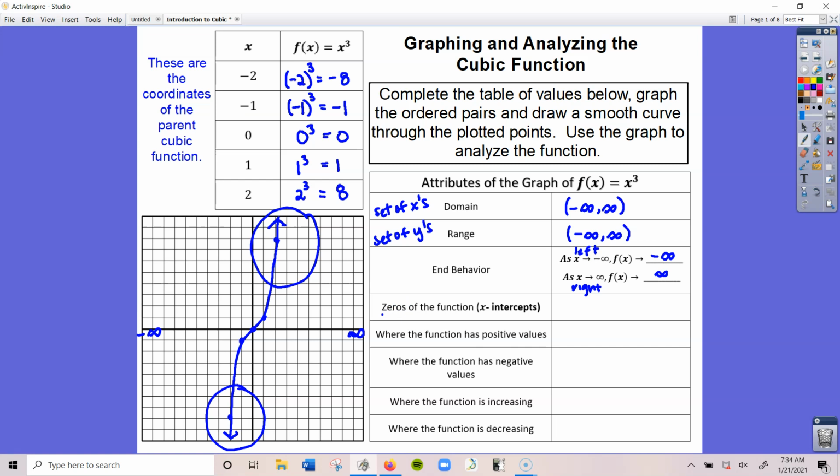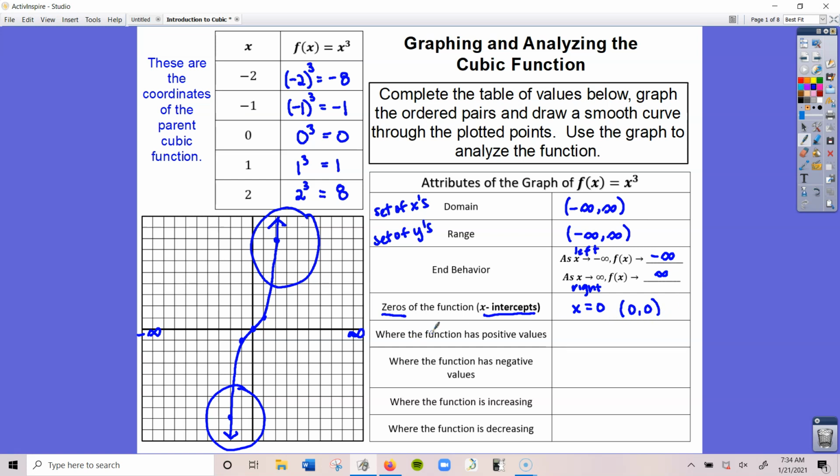Whenever you're asked for the zeros of the function, that just means the x-intercepts. So when I look at my x-axis, my cubic function intersects the x-axis at x is equal to 0, which is also the origin, so you can also write it as a coordinate 0, 0.